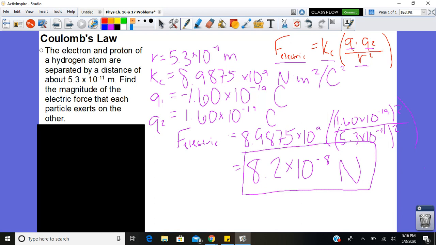Okay. And the only thing to keep in mind is that if you would have kept in this negative with our charge, so we would have had a negative here, right? The whole thing would have been negative. And what that would have told me is that that electric force is an attractive force. Since we have a negative and a positive, we know that would be an attractive force.